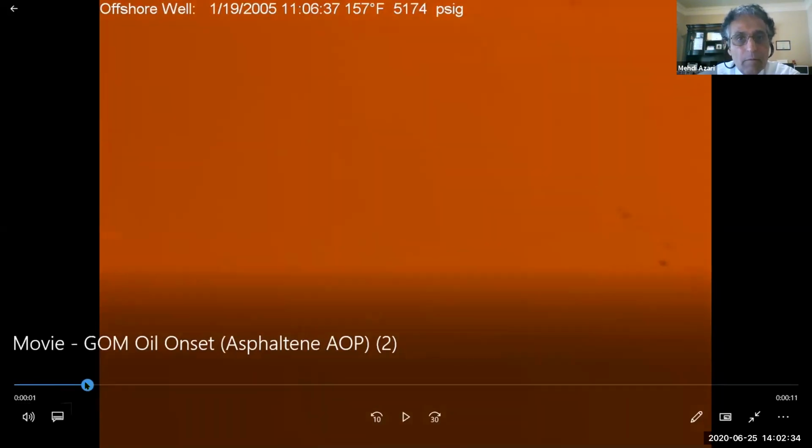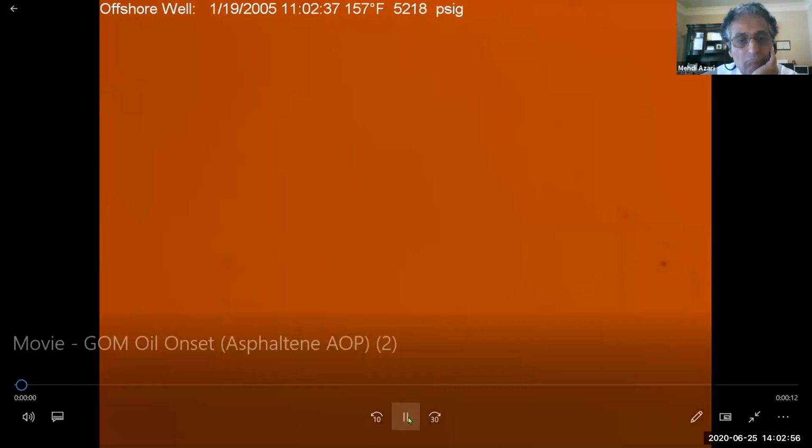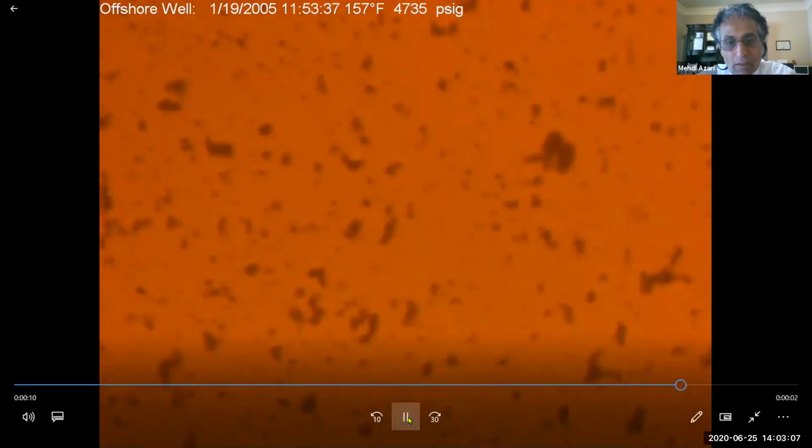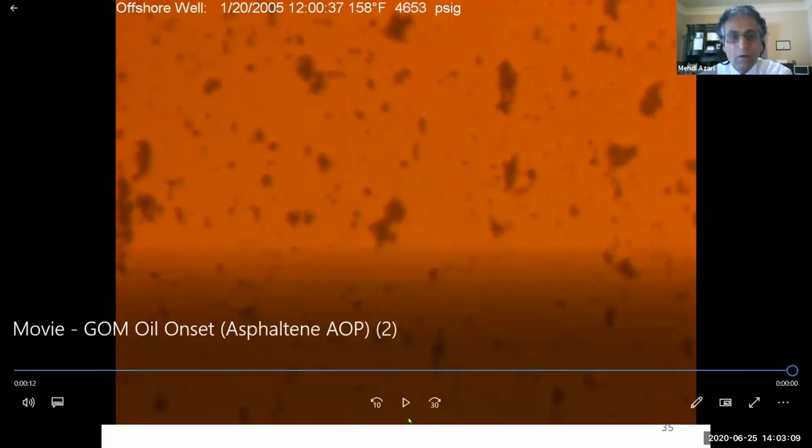All right. At this stage, the temperature is 157, so we're keeping temperature constant. Pressure is 5233, and we drop it. The idea is that you look at when asphaltene starts to come out of solution; you can see those dark drops. Okay, so let it go. It's getting a little bit darker. Some drops come here, some more drops come here. So that's asphaltene.